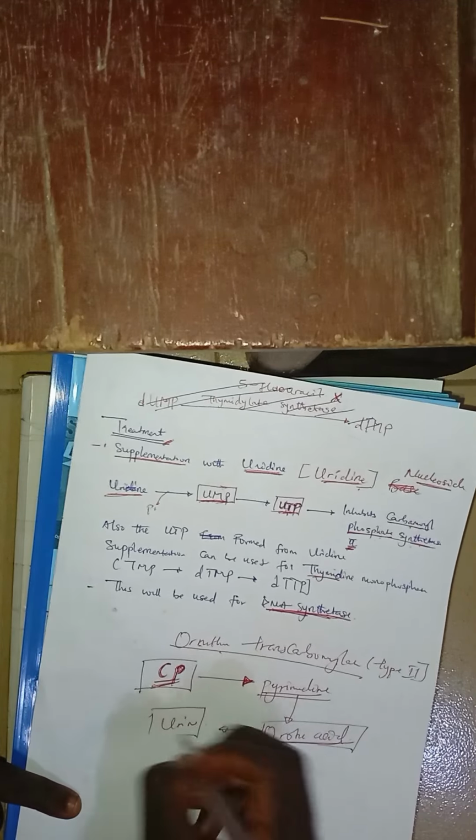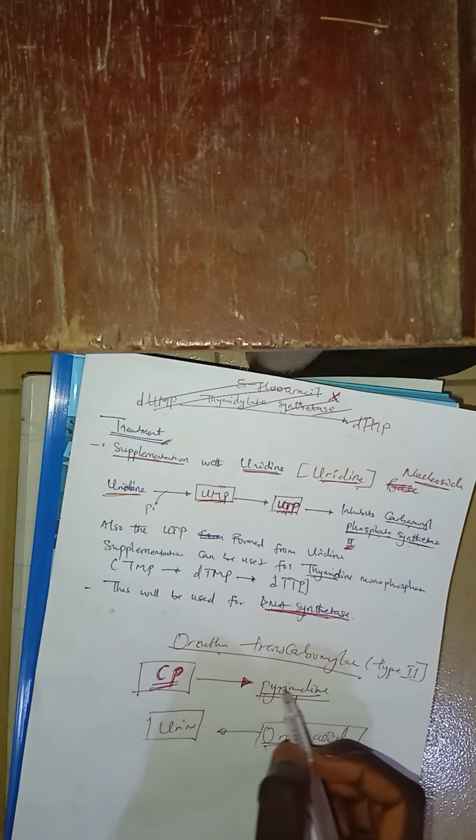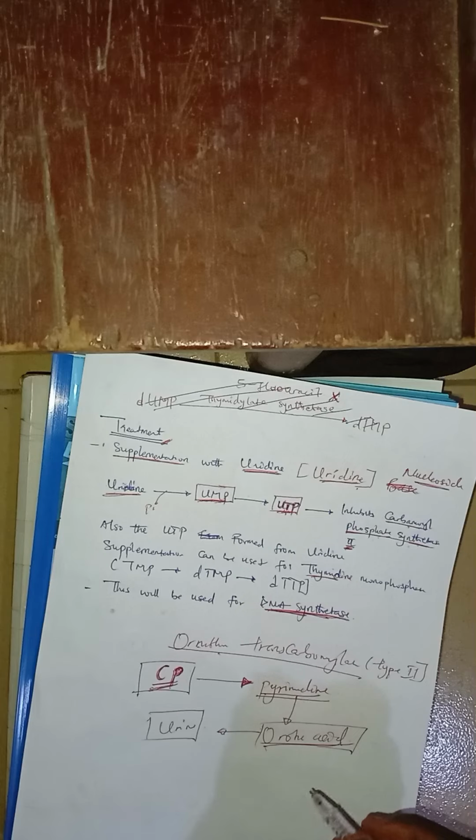If they lack this enzyme, carbamoyl phosphate will accumulate, which will then be used for pyrimidine biosynthesis, which will definitely form orotic acid, which will be seen in the urine. Ornithine transcarbamylase deficiency will lead to orotic aciduria also. This one is the secondary cause.